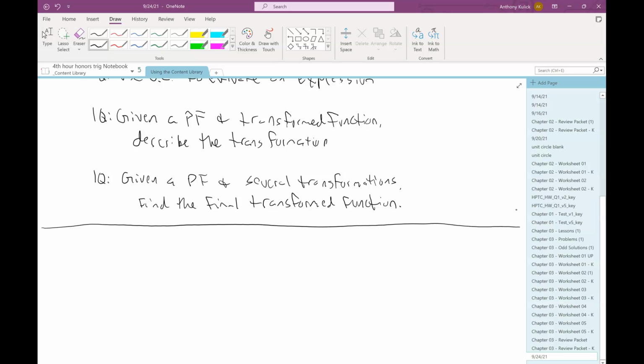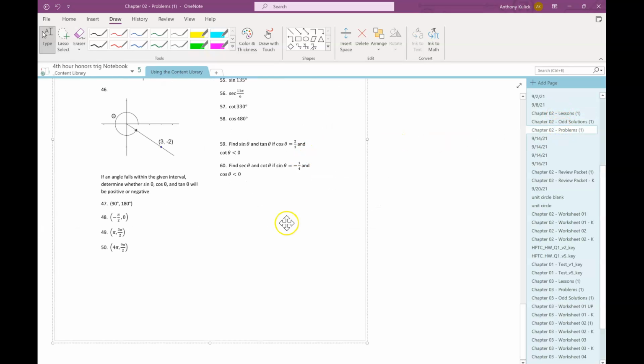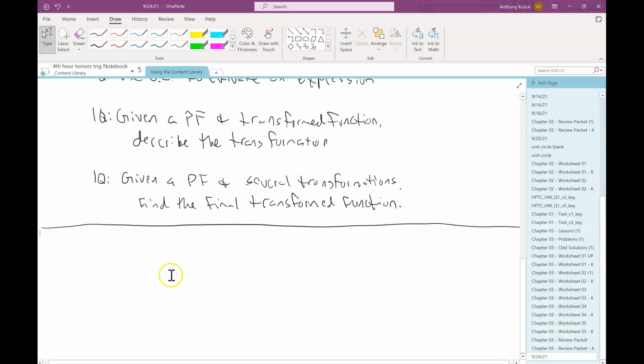Jack, we'll start with you. Do number 57 from the problem set? Yeah, sure. Let me just make sure I grab it. So that page will do.